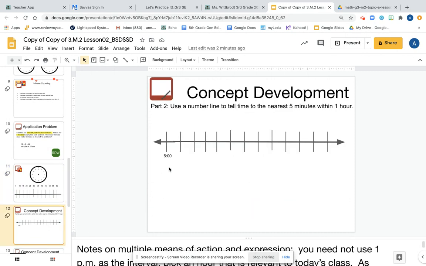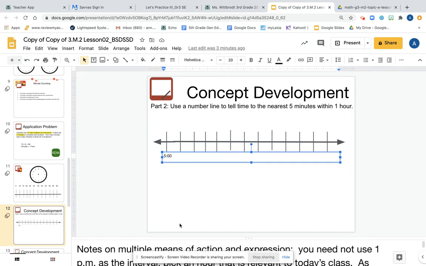So we're going to draw a second number line. Our second number line, we're going to start at 5 o'clock. And you're going to need to draw a total of 1, 2, 3, 4, 5, 6, 7, 8, 9, 10, 11, 12, 13 lines on your number line. Pause for a second. Don't fill it in, but write 5 o'clock, so 5:00, on the first part of your number line.